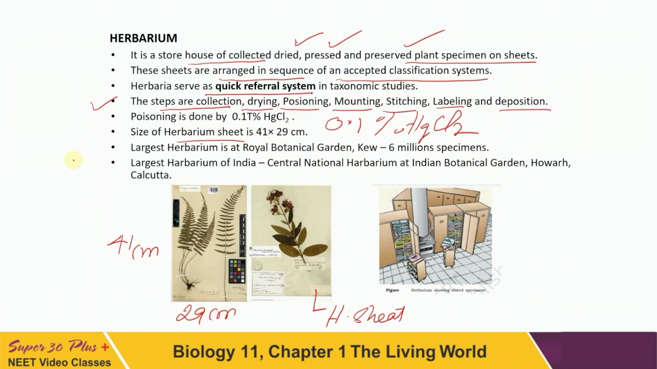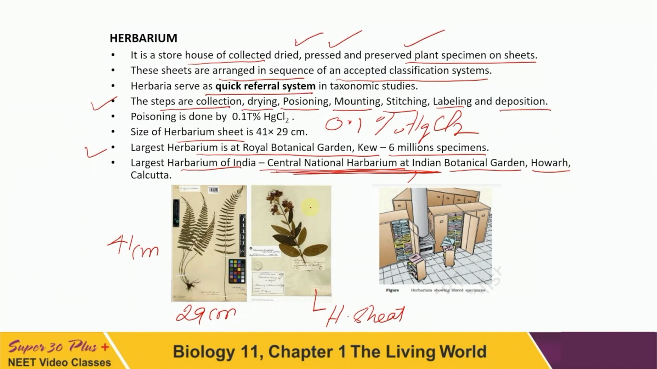The largest herbarium of the world we have is at the Royal Botanical Garden, Kew. It has 6 million plant specimens. The largest herbarium of India we have is the Central National Herbarium. You see, the name of the herbarium is different. Central National Herbarium, and it is there at the Indian Botanical Garden, Howrah near Kolkata. These are some of the figures we have. One sheet of herbarium, that is fern.